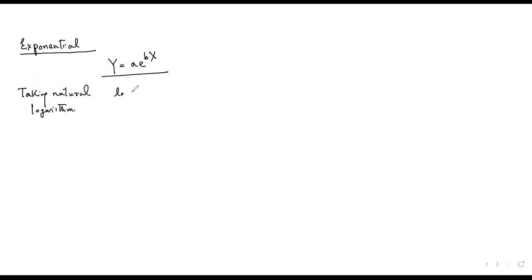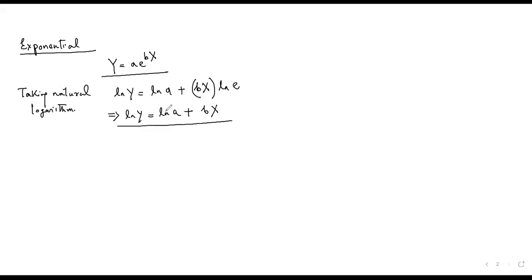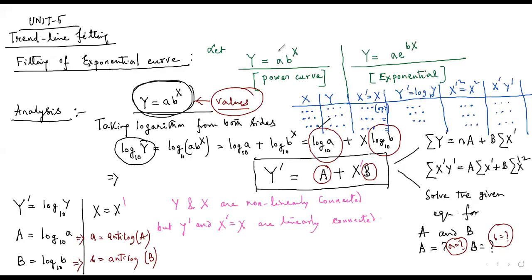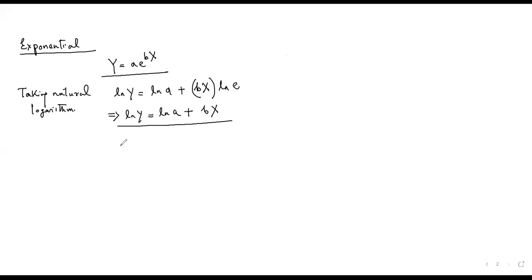we get ln y, which is ln a plus bx ln e. But ln e is equal to 1, and therefore this would be equal to ln y = ln a + bx. So here a little bit of difference is there if we compare this curve and that curve. What are the changes that have been made over here? We can re-represent this in terms of a linear equation. We can consider this to be your y double prime, this to be your capital A1, and you can write it as B1 x double prime.